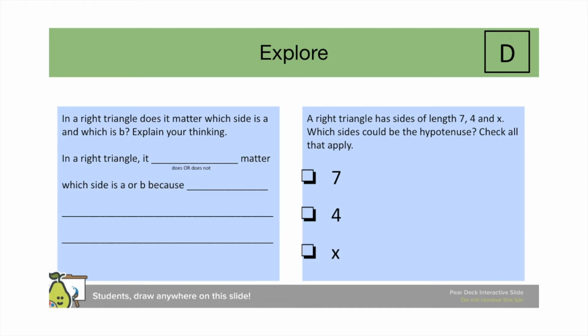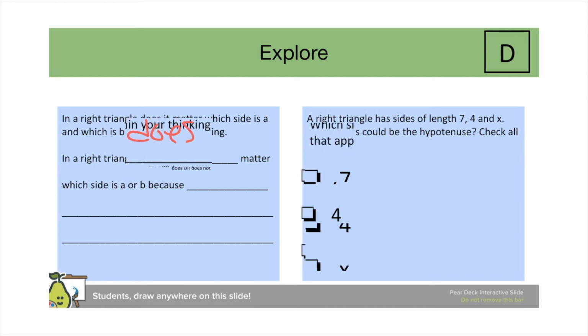For the first question on this slide, in a right triangle, does it matter which side is A and which is B? Explain your thinking. It does not matter which side is A or B, as long as you identify the hypotenuse, which is the longest side in a right triangle. After using that information, you're going to model the second question on the slide as an I do.